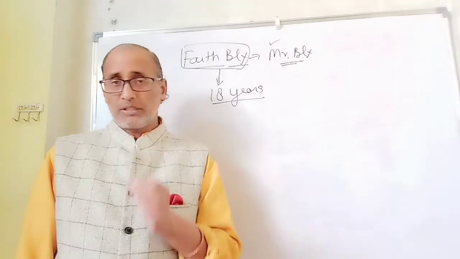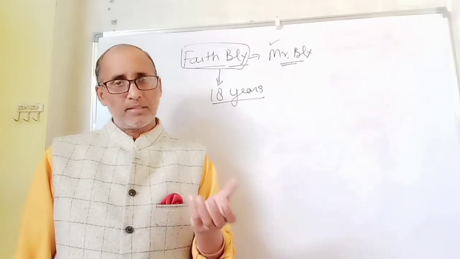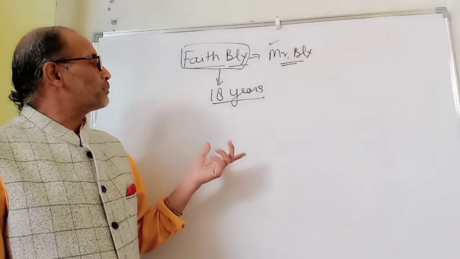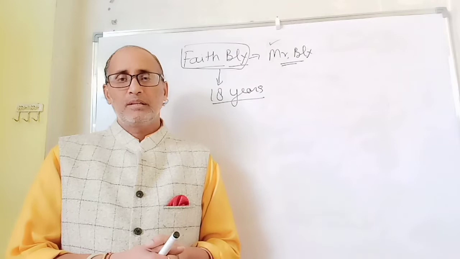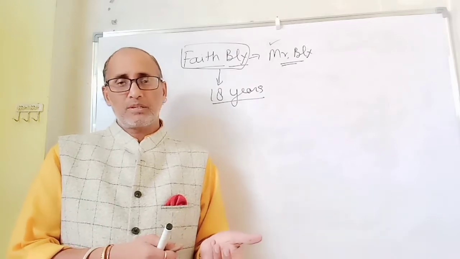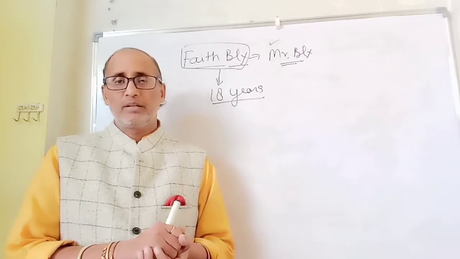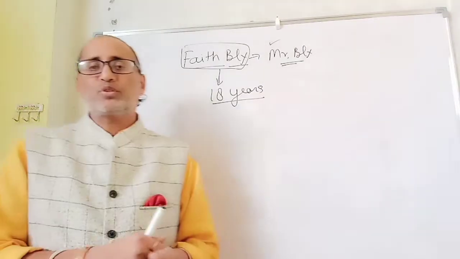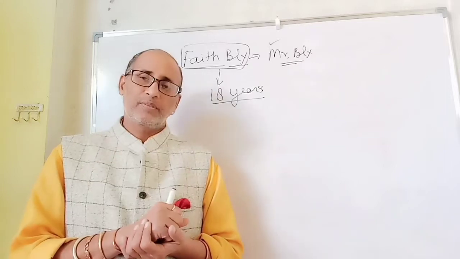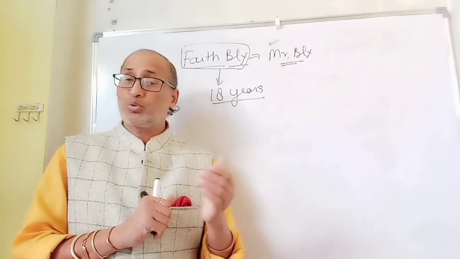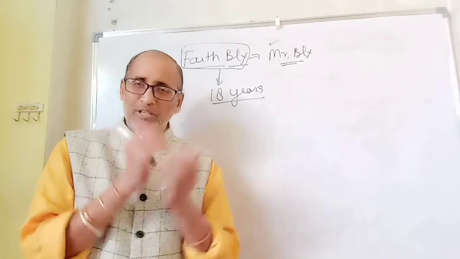The boy is a cheater. The boy is a deceiver. He shows his false love to this girl, and what happens? She becomes pregnant. And you know very well that when a girl becomes pregnant before the marriage, it is a type of defame for that girl. So when Faith Bly comes to know that she is pregnant, she becomes very much frustrated. She thinks that if she gives birth to this child, she will get nothing except defame. So she is very much frustrated.